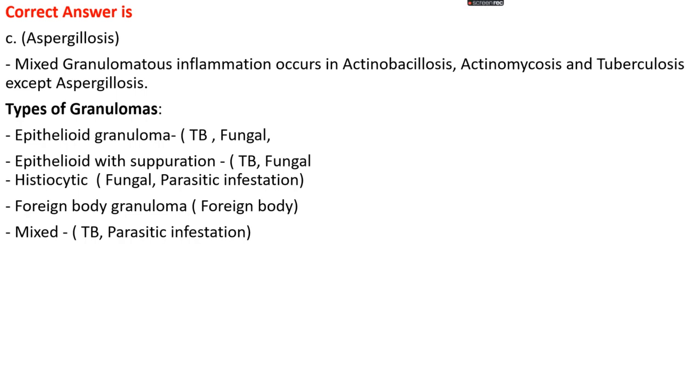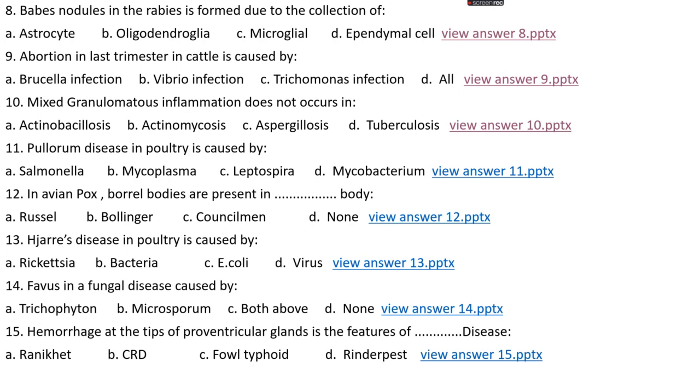If we see granulomas, there are various types of granulomas: epithelioid granulomas, epithelioid with suppuration, histiocytic granulomas, foreign body granulomas, and mixed type granulomas. In TB and fungal infections, we find epithelioid granulomas, and similarly epithelioid with suppuration is also seen in TB and fungal infections. Histiocytic granulomas are found in fungal infections and parasitic infestations. Foreign body granulomas are seen in foreign body infestations, and mixed type granuloma is seen in TB and parasitic infestations. Okay. Question number 11.